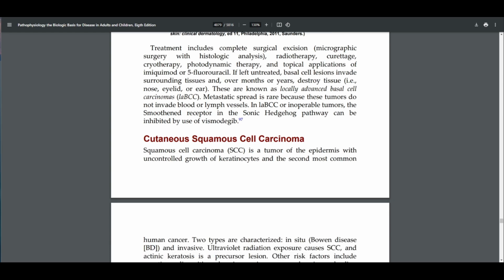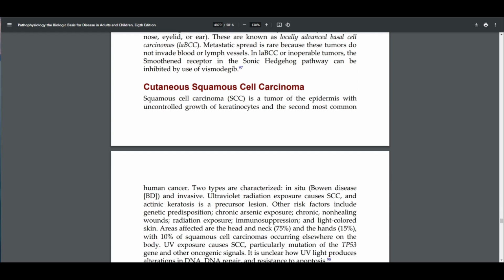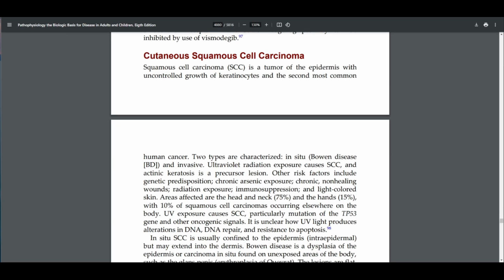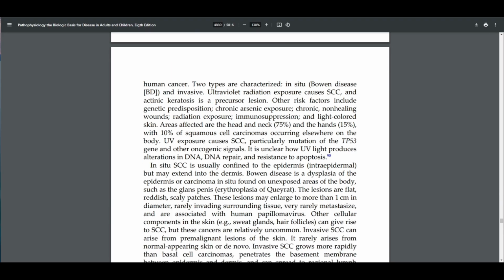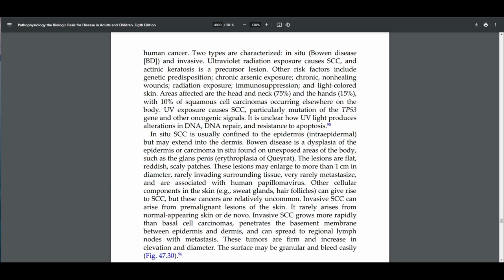Now, cutaneous squamous cell carcinoma. Squamous cell carcinoma, or SCC, is a tumor of the epidermis with uncontrolled growth of keratinocytes and the second most common human cancer. Two types are characterized: in situ and invasive. Ultraviolet radiation exposure causes SCC, and actinic keratosis is a precursor lesion. Other risk factors include genetic predisposition, chronic arsenic exposure, chronic non-healing wounds, radiation exposure, immunosuppression, and light-colored skin.